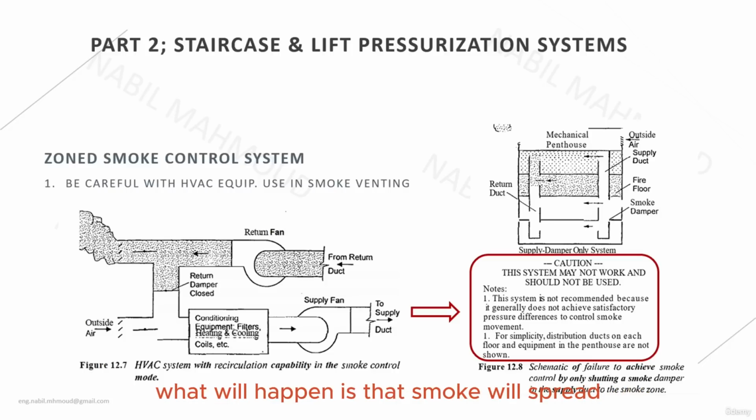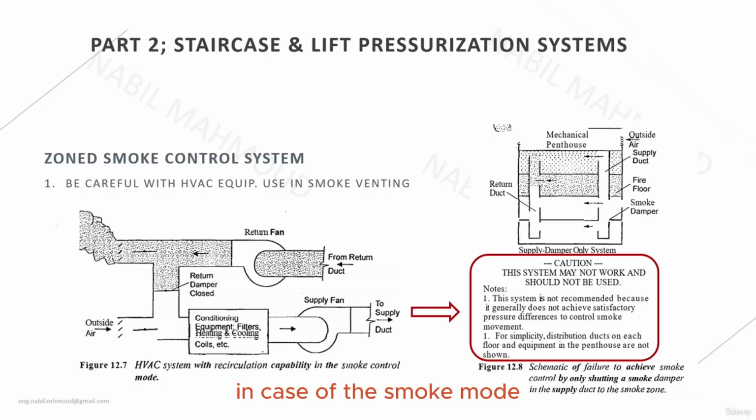What will happen is that smoke will spread throughout the entire distribution network of the duct, and it will fill all the occupied zones that are connected to the same air handling unit. Not only the area that is having fire, but the entire zones and the entire spaces will be filled with smoke, and there will be no stopping the spread of the smoke. That's why it's very risky and very dangerous to use the HVAC system with the recirculation capability in case of the smoke mode.